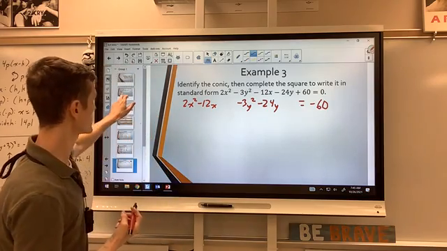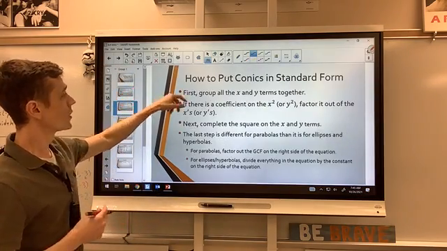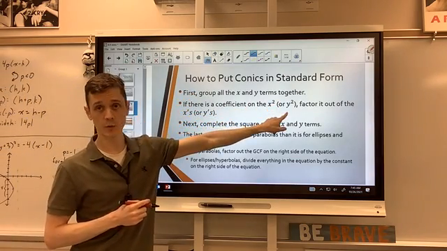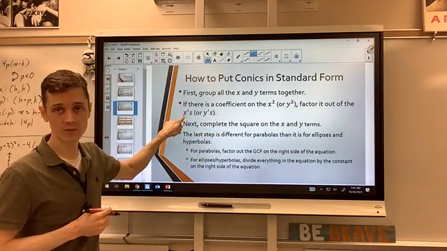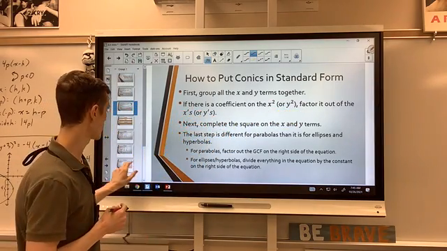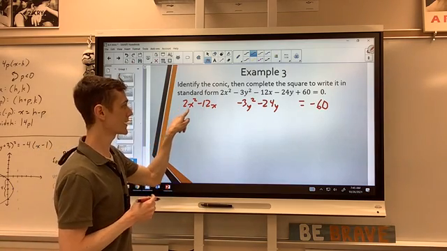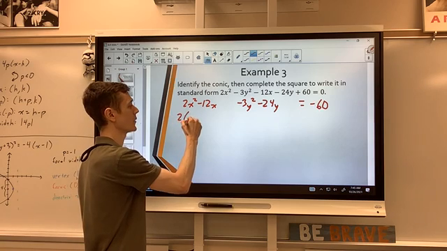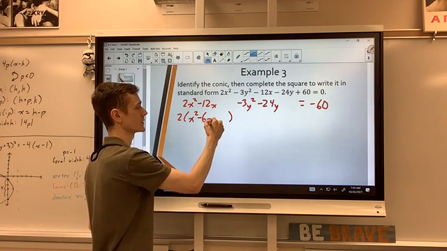Now if I go back to the steps we've been following here, this time I grouped together the x's and the y's, but now I do have a coefficient on the x squared and the y squared. I have a coefficient on both of them. So what I need to do is factor that out of the x's and the y's on this example. So my next step, I see that there's a 2 on the x squared. I can't complete the square if there's a 2 attached to it. So what I need to do is take 2 out, which will make this x squared minus 6x.